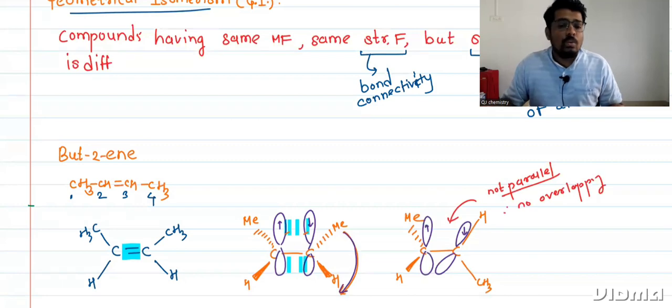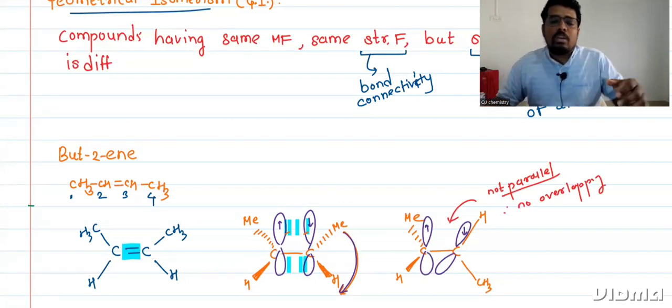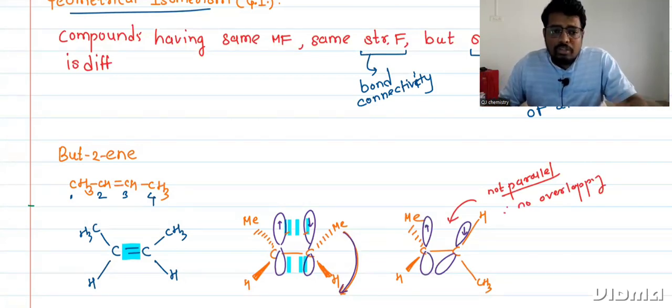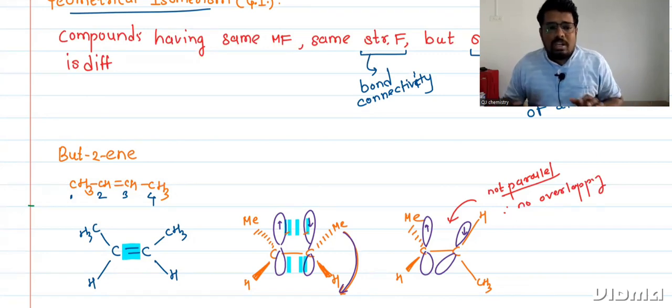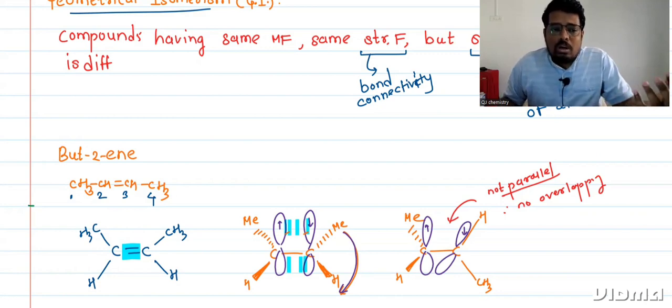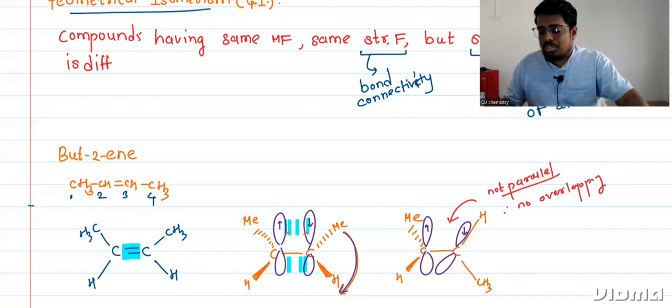It means that when we rotate the carbon-carbon double bond, what will happen? The pi bond breaks, right? So this rotation around the carbon-carbon bond is restricted. We cannot rotate it without breaking the bond. So around this carbon-carbon double bond, two isomers are possible because of this restricted rotation.